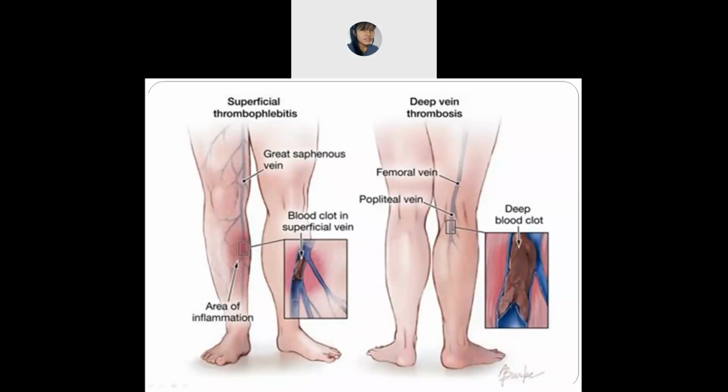Hardening of the vein, thickening of the skin over the vein, redness and sweat, arm or tenderness, and pain in the affected area.